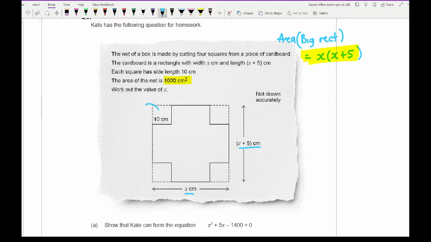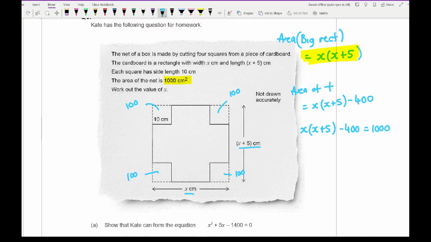Now each of these little squares are going to be 10 times 10, so that's going to be 100 each. So the area of the little plus sign is going to be equal to the area of the rectangle minus 4 lots of those squares, which 4 lots of 100 is 400. Now all of that equals 1000. So what I've got is x times x plus 5 minus 400 equals 1000.